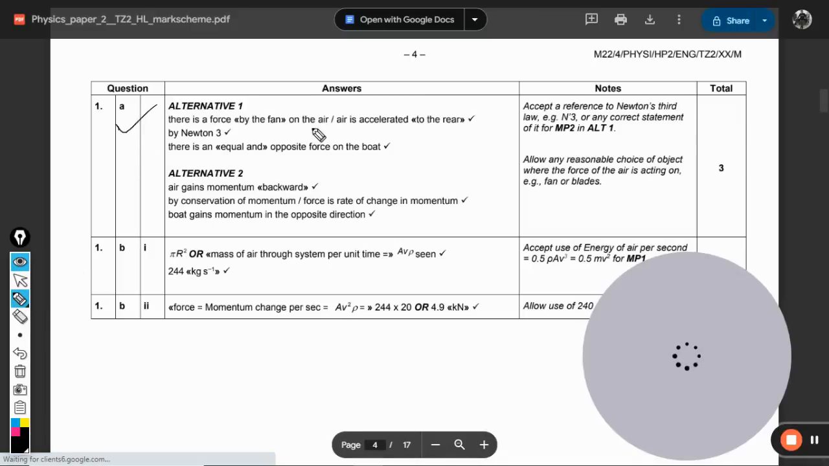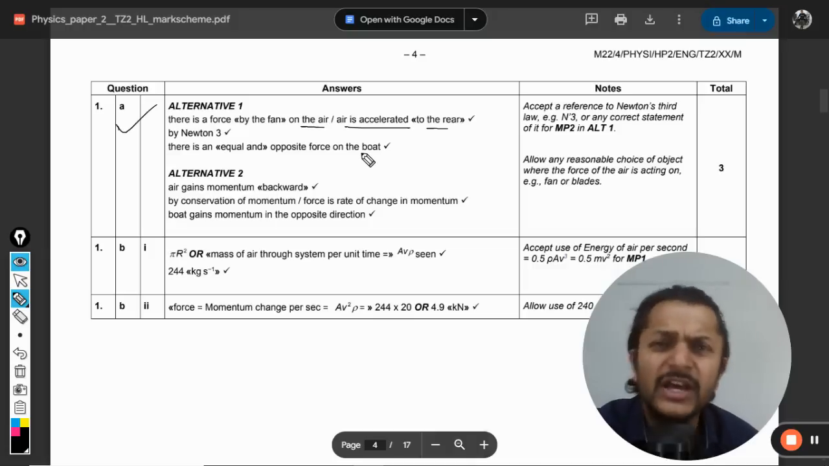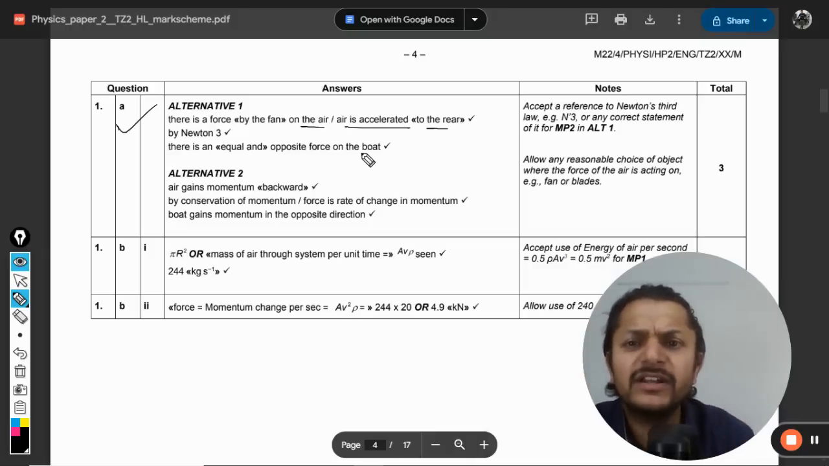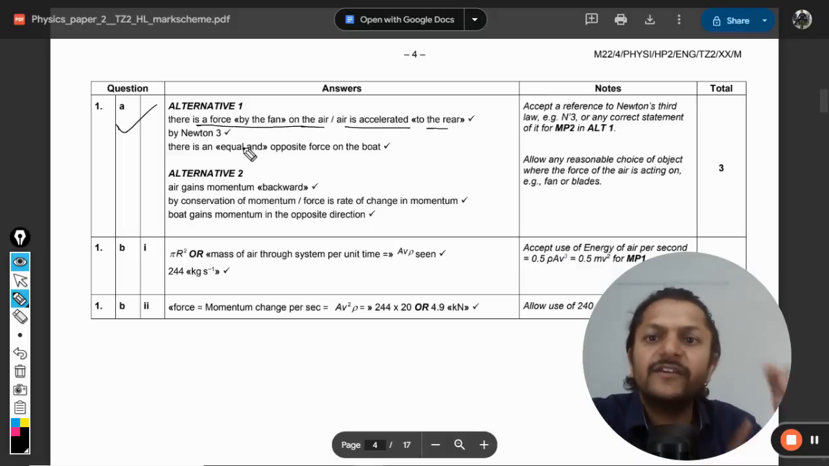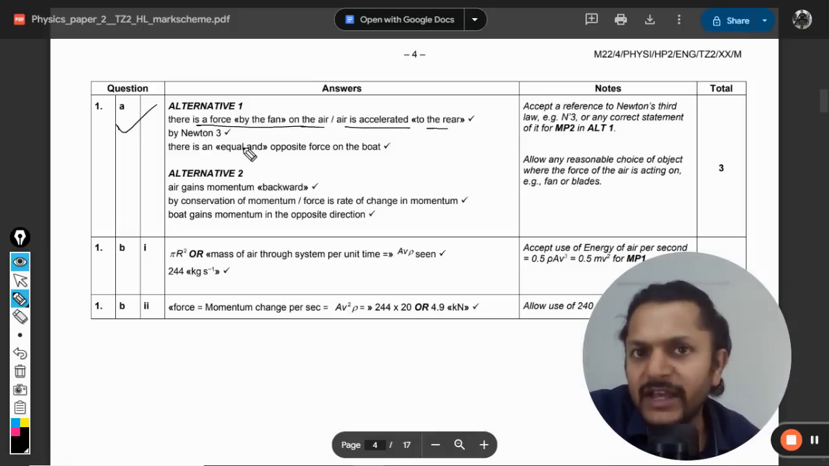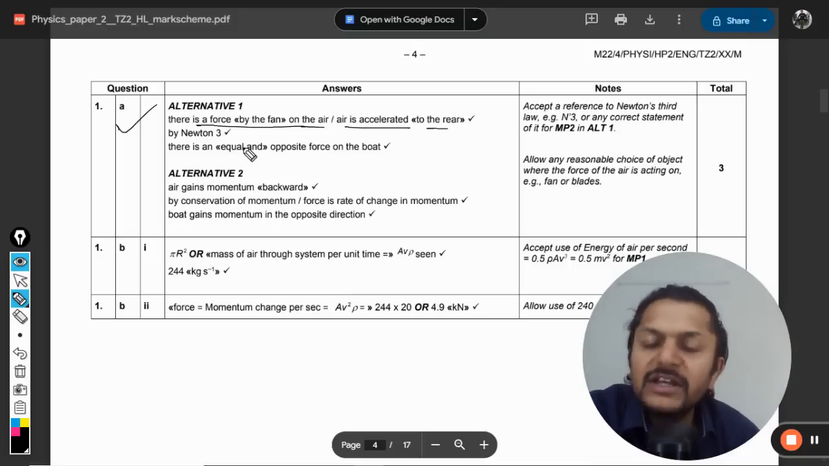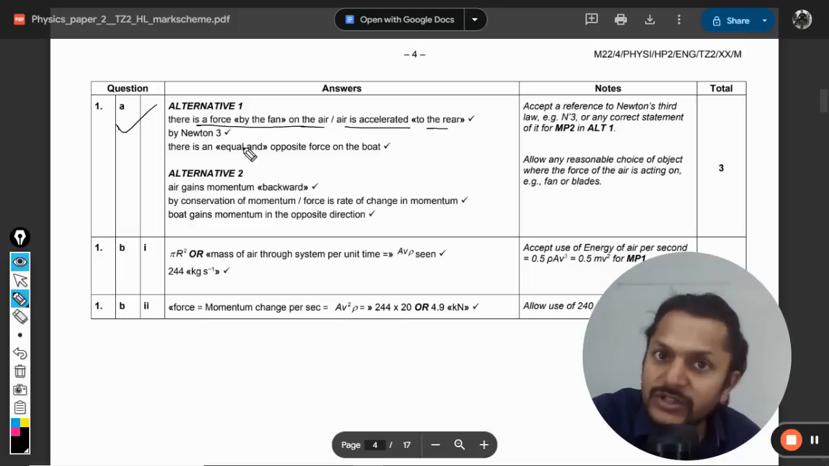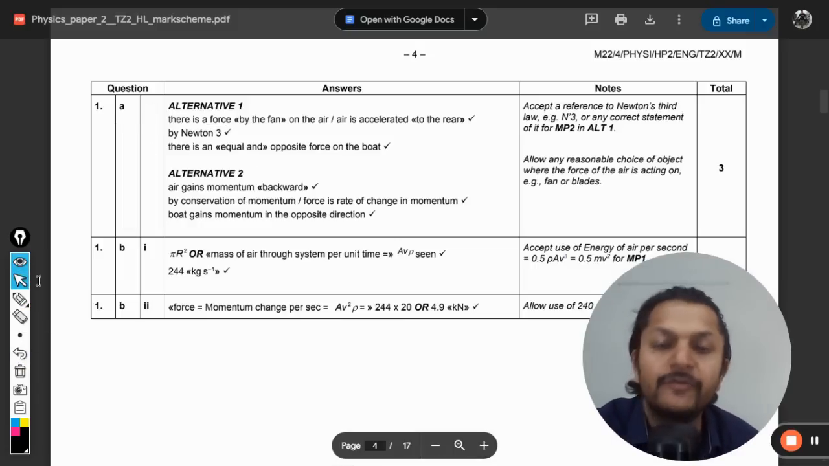There is a force by the fan on the air, and air is accelerated to the rear by Newton's third law. There is an equal and opposite force on the boat. Exactly the same thing, but they have written it in a different manner. They have clearly written that there is a force on the air by the fan, and the reaction will be the force on the fan or the boat by the air. That is the reaction part, which is equal and opposite, and is going to push the boat towards the right hand side. So exactly the same thing that we discussed earlier.